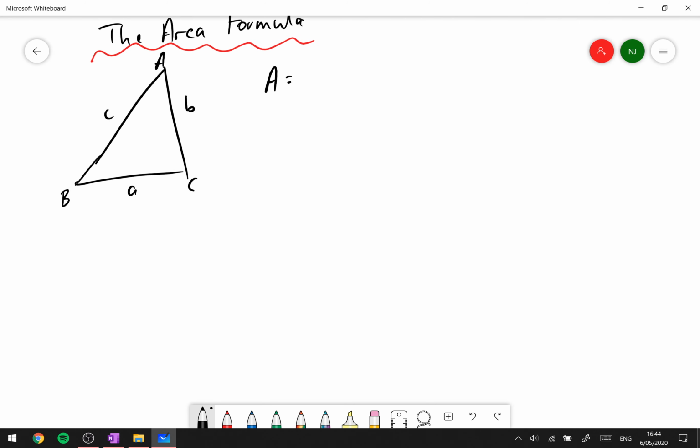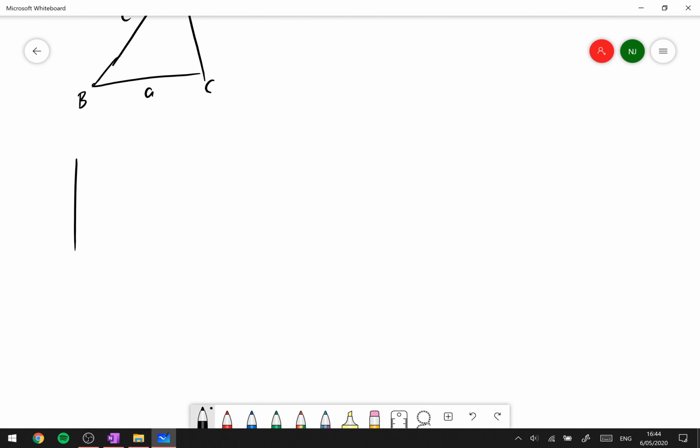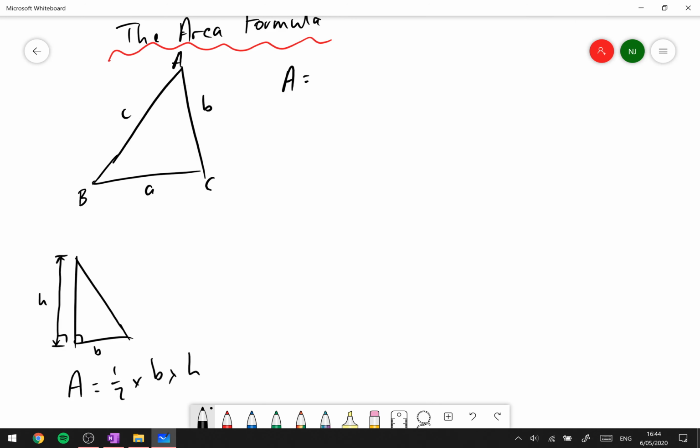So the regular area formula of a triangle is A is equal to half times the base times the perpendicular height. So the perpendicular height was the important bit. It was the height that made a right angle with the base of the triangle. Now, a lot of the times in non-right angle triangles, you won't actually have a perpendicular distance, or you won't have the means to find one.